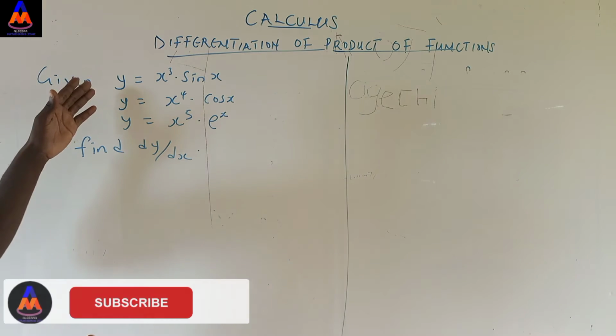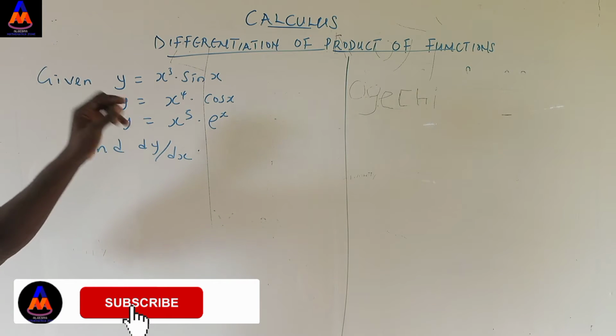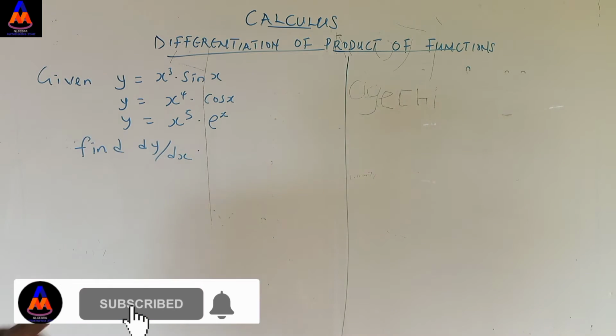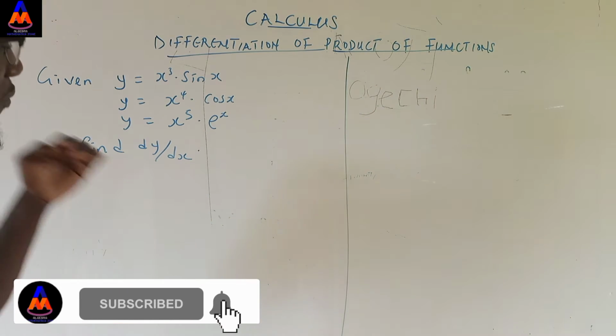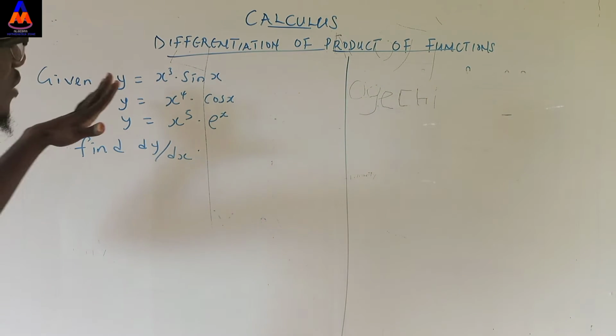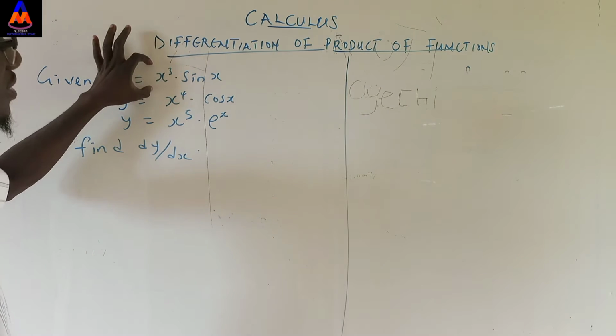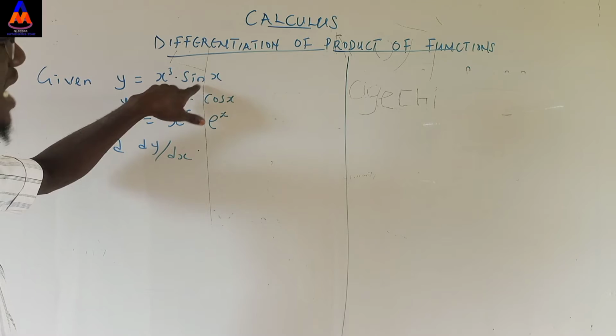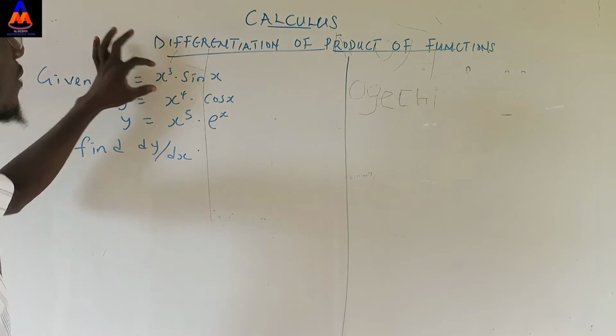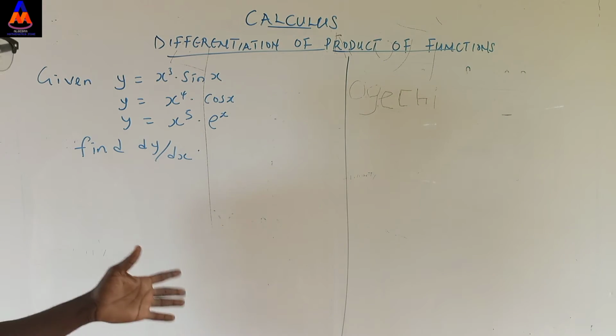We are given y equals s cubed sine x, and so on. Then we have to find the derivative of each of these functions. Looking at this function, y produces two separate functions, which is s raised to the power 3 times sine x. Sine x is a function that is different from s raised to the power 3. There are two different functions entirely.